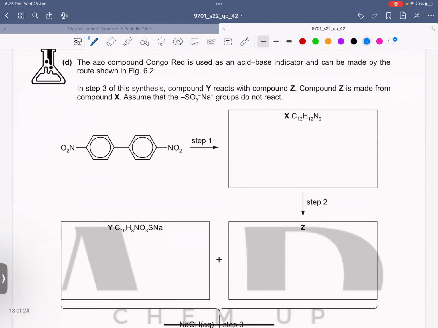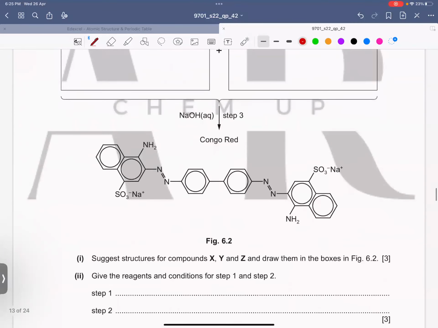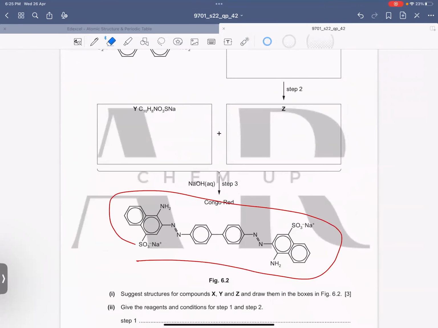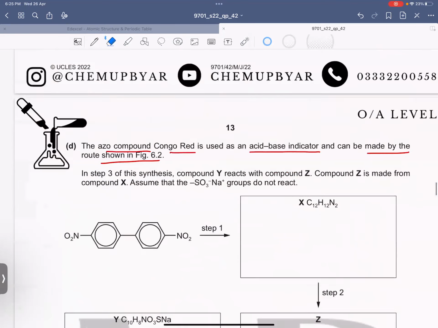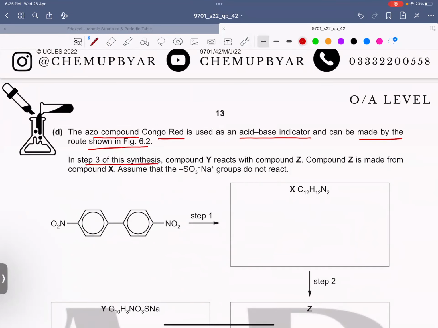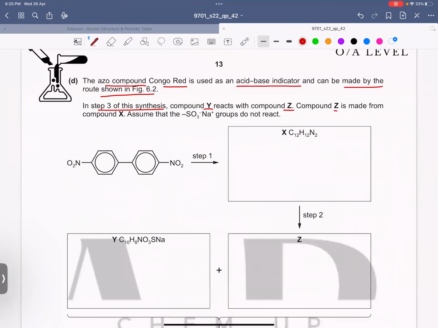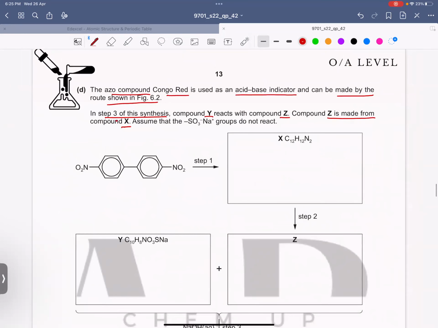Now, if you look at this B part, the azo compound Congo red is used as an acid base indicator and can be made by the route shown in figure 6.2. Here, that is the Congo red. In step 3 of the synthesis, compound Y reacts with compound Z. These are the two compounds. And compound Z is made from compound X. Assume SO3 negative Na positive does not react. So you have to keep this in mind.